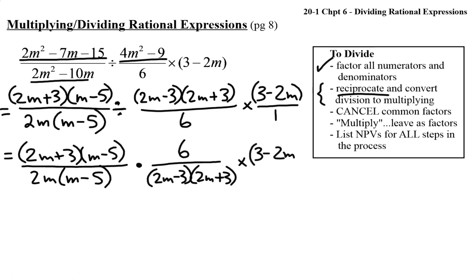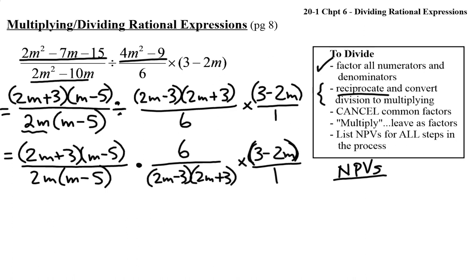That doesn't change because it's multiplying. I like to put the 3 minus 2m into brackets so I remember that that's the factor. I have to cancel all or nothing with those. So now everything is multiplying. I'm going to look at my NPVs. And again, NPVs for every step of the way.